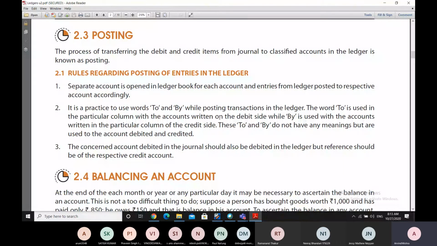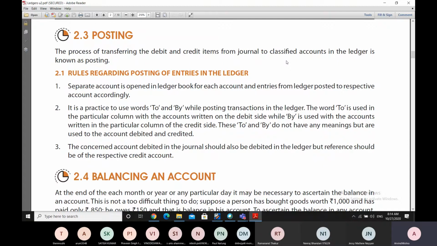Now the word posting you must have heard. When we say posting, it means we are posting into the ledger from the journal. So the process of posting is the process of transferring the debit entries and the credit entries from the journal to the ledger, and in the ledger all the accounts are classified and grouped properly.